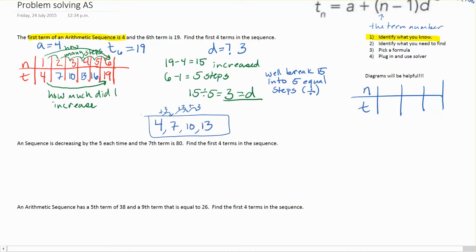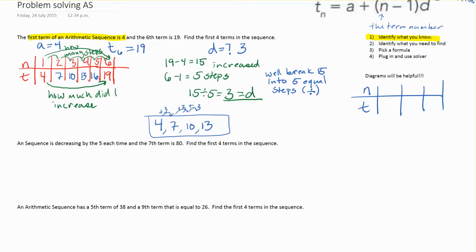But there's our answer. So again, in this case, I didn't know what d was, but I had to think about it. So if you've got that diagram, you can think about, okay, how far did I go total? And then break it up into equal steps, and you can figure out exactly what that d is.